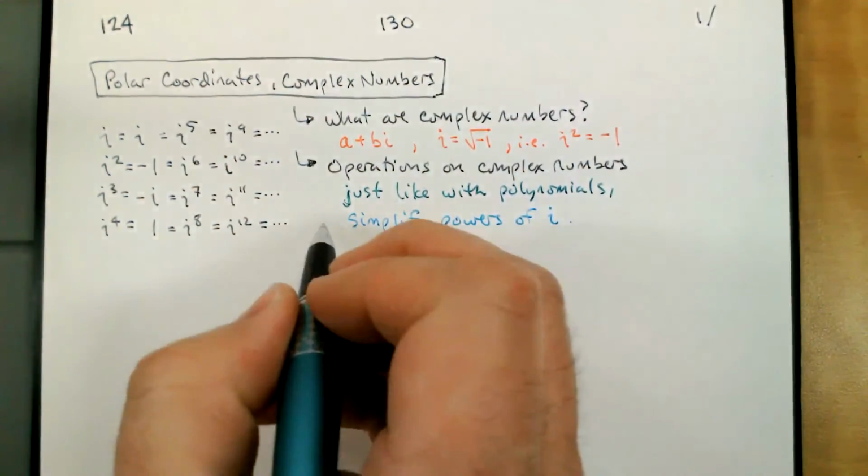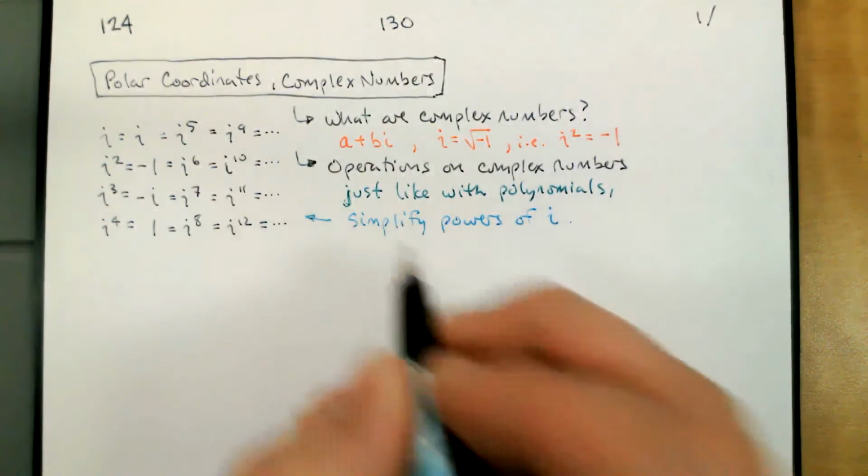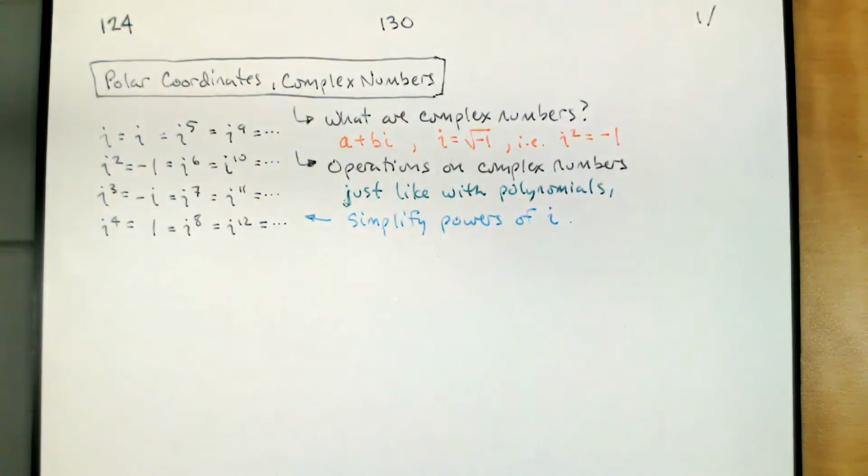So we want to be able to simplify our powers of i. But before that, we're just doing polynomial stuff. But we never get powers of i bigger than 1. It's either plus or minus 1 or plus or minus i.